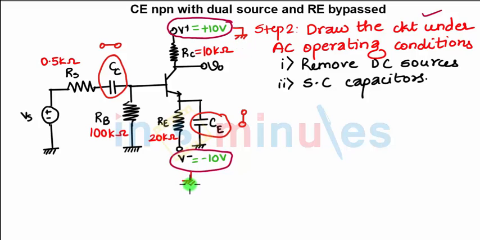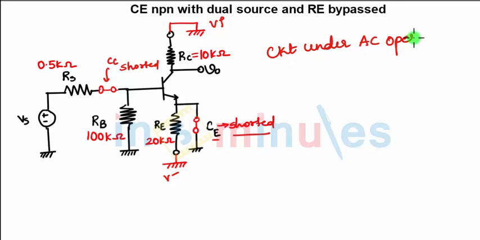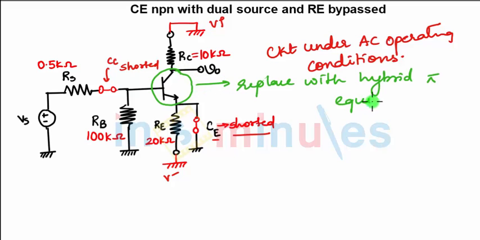So how will the circuit look under AC operating conditions? The circuit will look like this. Your CC capacitor is shorted, then V plus is grounded, V minus is grounded, and CE is shorted. So this is how we draw the circuit under AC operating conditions. What do we do after this? We just replace this part of the transistor with its hybrid pi equivalent. Rest of the things will remain as it is.